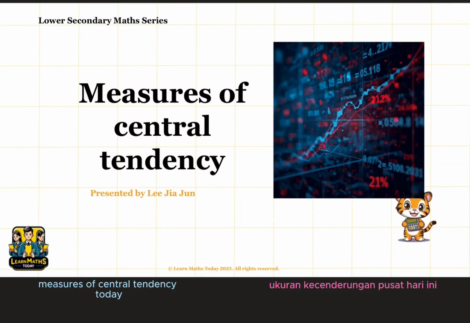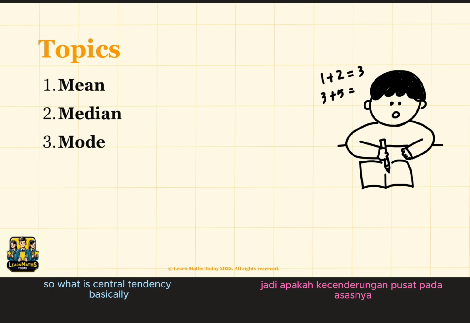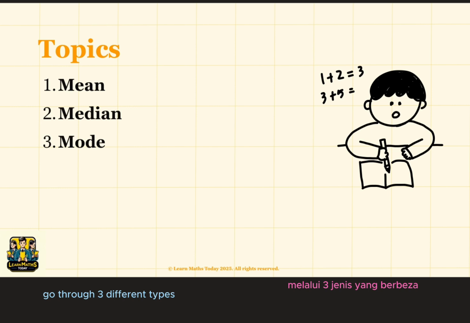So you'll be going through measures of central tendency today. So what is central tendency? Basically, we're trying to find the middle position of some data that can best represent the entire population or the entire data set. So to do that, you need to go through 3 different types. Just remember mean, median, and mode.